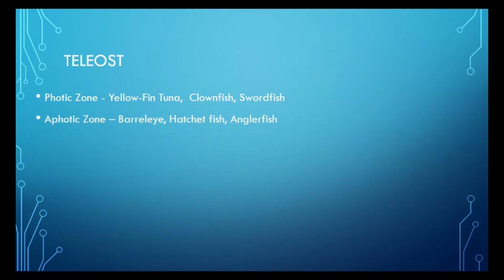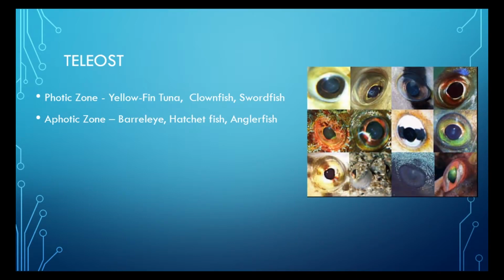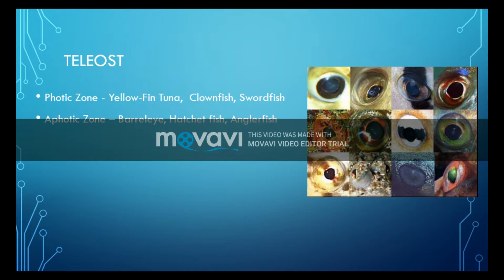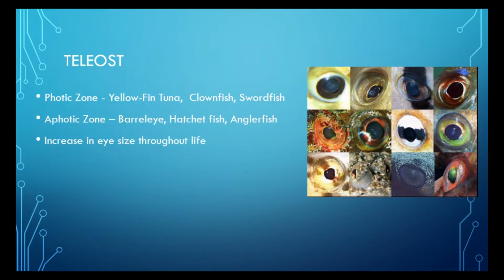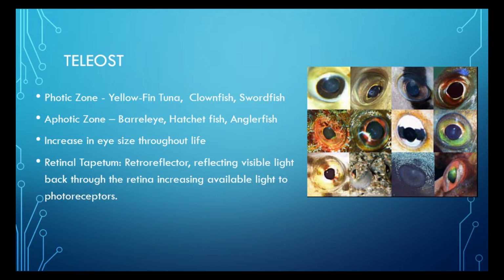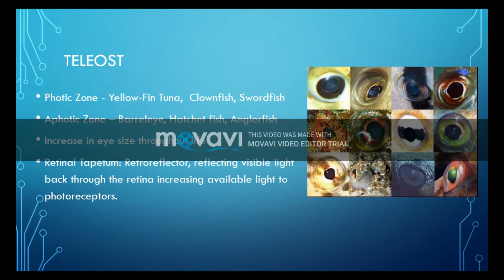Diversity thus results in many types of eyes, which can be seen in the pictures to the right. Along with the photic fishes, the aphotic zone also has a large population, consisting of barrel eyes, hatchetfish, and anglerfish. But no matter where the fish is located, the eyes grow throughout the entirety of the fish's life. The retinal tapetum is the retroreflector, reflecting visible light back through the retina, increasing available light to the photoreceptors.